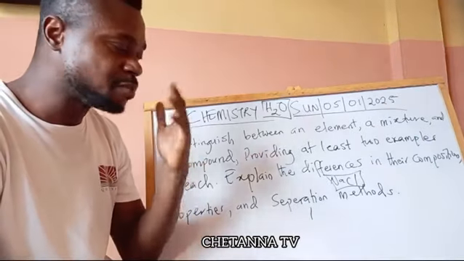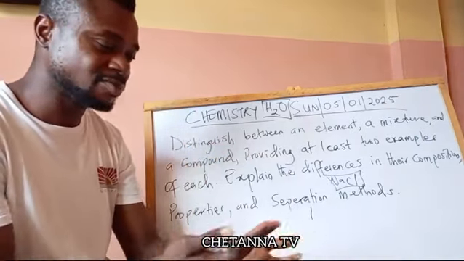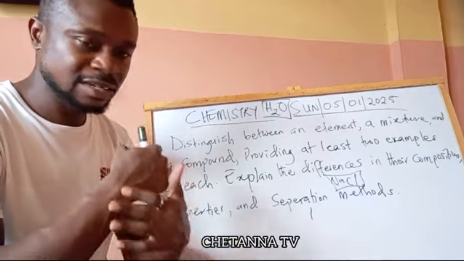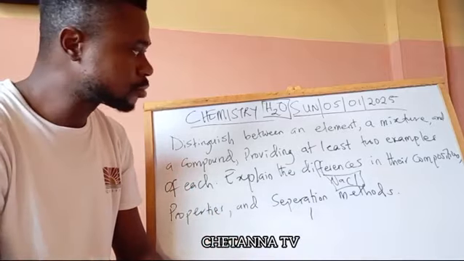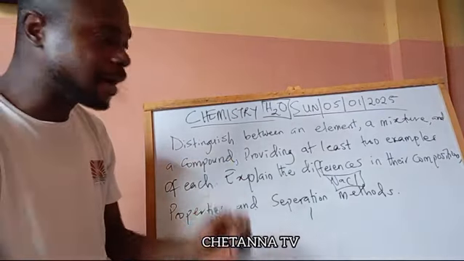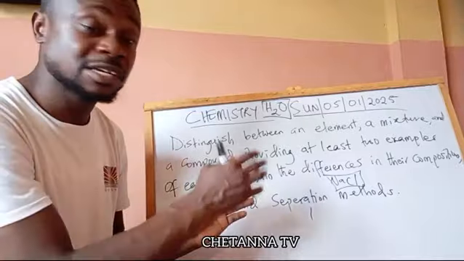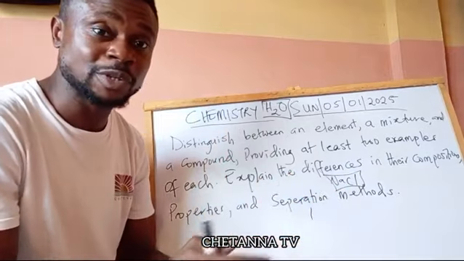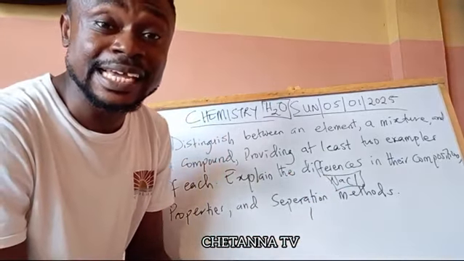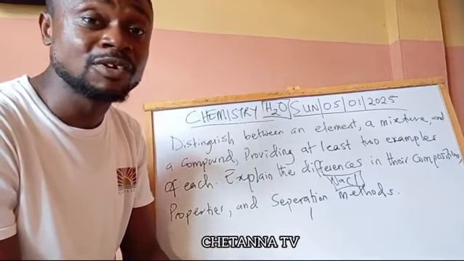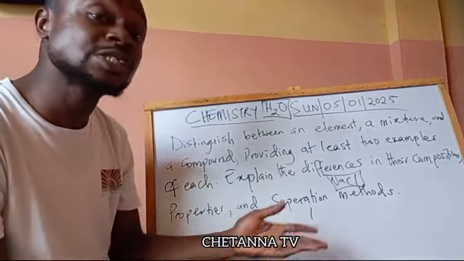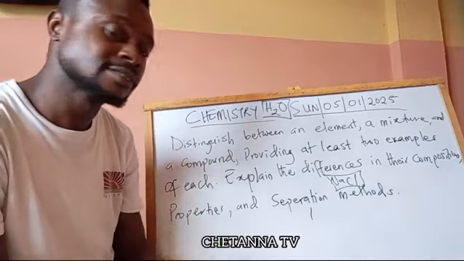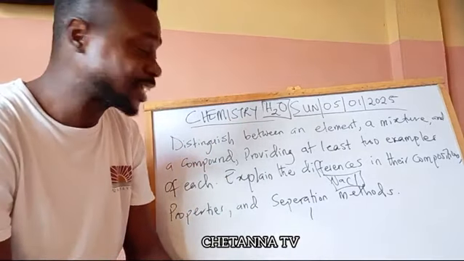But a mixture's constituents can easily be separated using ordinary separation techniques: sublimation, evaporation, chromatography, and what have you. But a compound cannot be separated using these physical methods, like sublimation and chromatography. You cannot separate a compound with that. A compound can only be split or separated using chemical means like electrolysis, which I mentioned, and other chemical reactions.